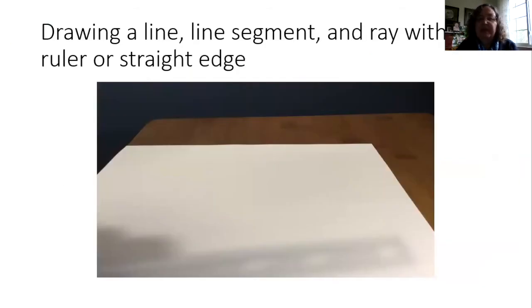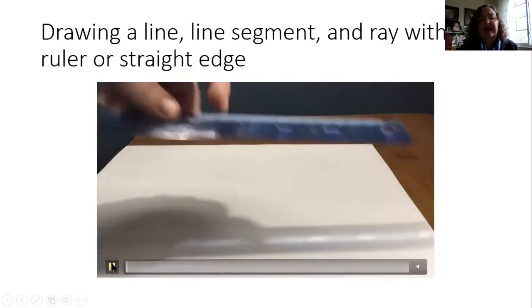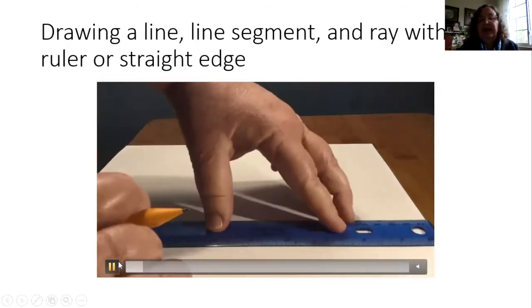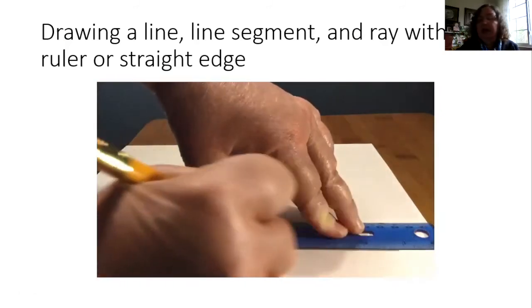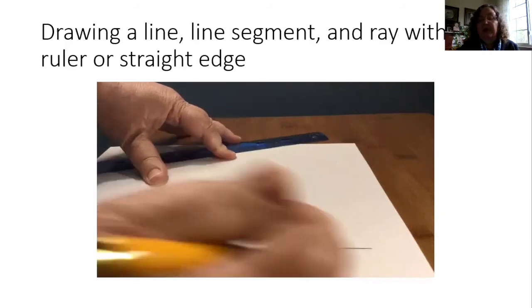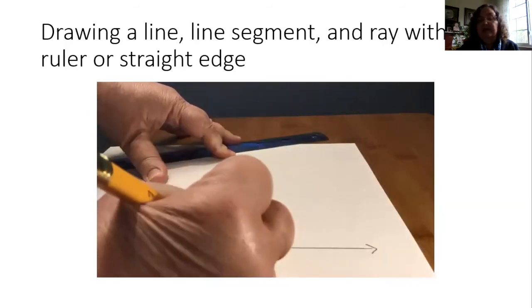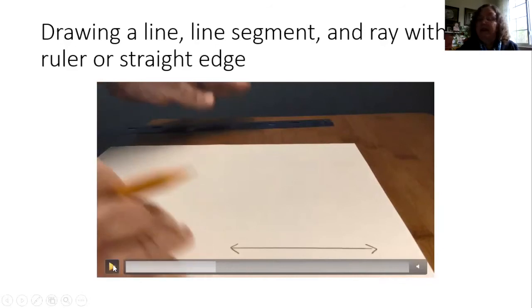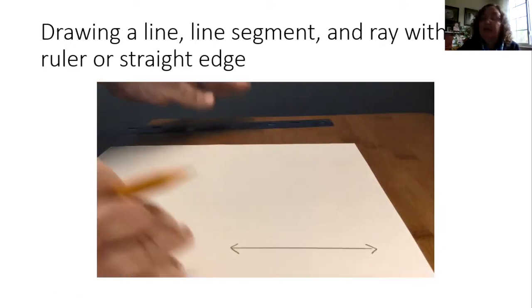So now I want to think about how to draw a line segment, or ray using a ruler or a straight edge. So watch this video and you see that I'm using a ruler first, and I put it down and I hold it tightly with one hand while I draw a line with the other. And then I'm going to put something on the end and we'll decide what it is. Yes, that is a line because it goes on and on in both directions.